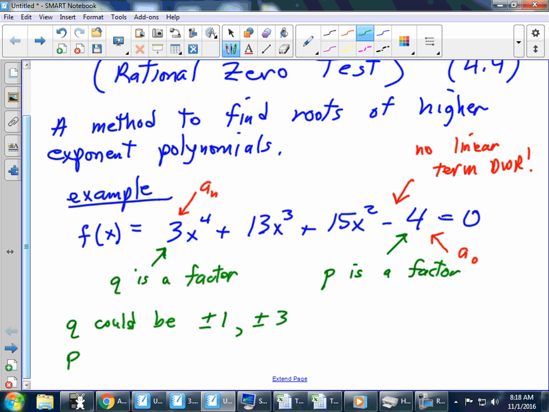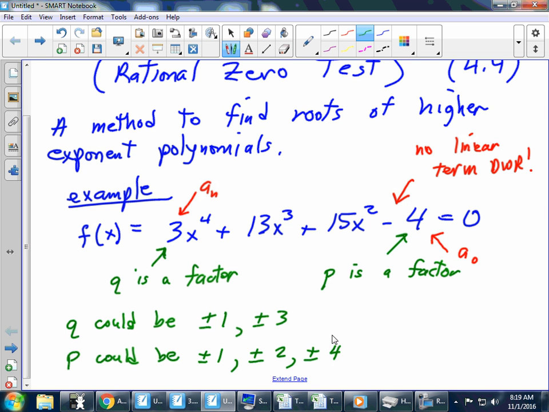And then P could be, well, P is a factor of negative 4, so what are possible factors of negative 4? Plus or minus 1. Somebody other than Sean, plus or minus 2. Plus or minus 4. Good. Now we're on the same page.